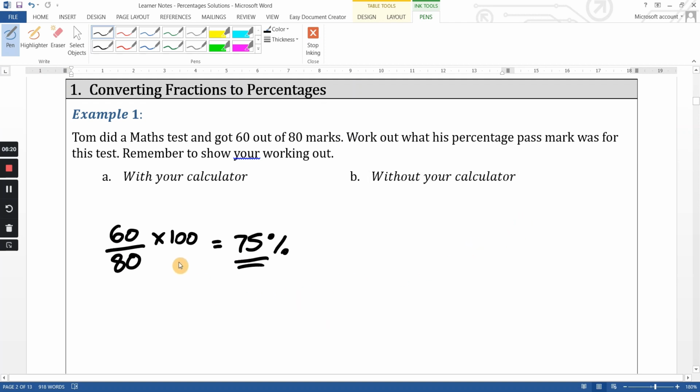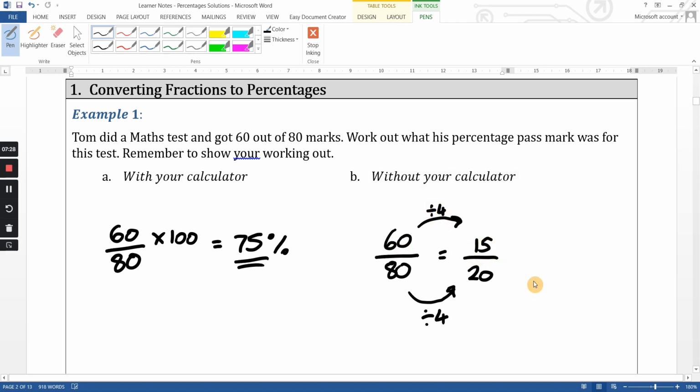Without my calculator, I could do the same and just simplify it. I'm going to show you a different method. So we've got 60 out of 80. What does percentage actually mean? Percentage means out of 100. So how do you get from out of 80 to out of 100? Let's do out of 20 first. How do we get from 80 to 20? I'll have to divide it by 4. So I'll have to do the same for the top as well. Divide that by 4. How many 4's go into 60? It's 15.